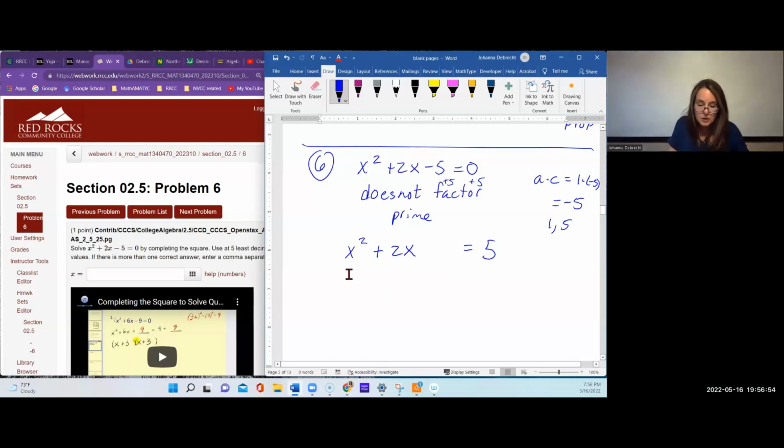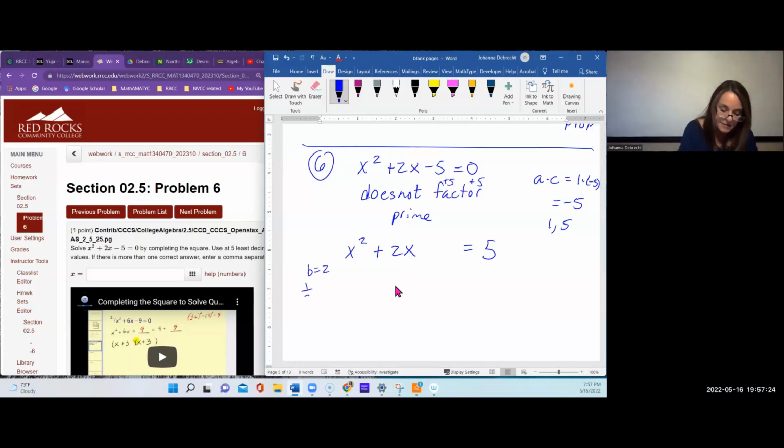First thing we're going to do is factor off a if a is anything other than a positive 1. In this case, it's not. But if it were, we would factor it out. The second thing we're going to do is look at whatever the middle term becomes after we factor a off. Now, in this case, it's still 2 because a is positive 1. So our b is equal to 2.